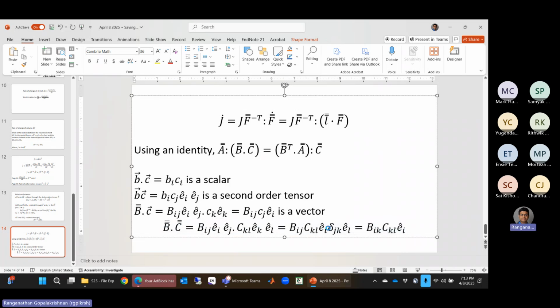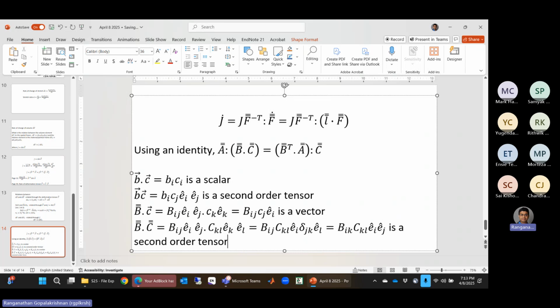I'll just use a dummy index, call this k, and then put e_j. It's a dummy index, right? So I can just change the name. And this is a what quantity? This is a second order tensor.